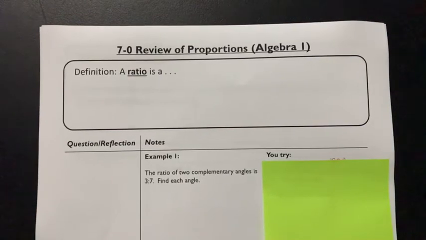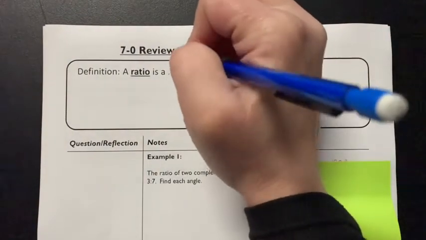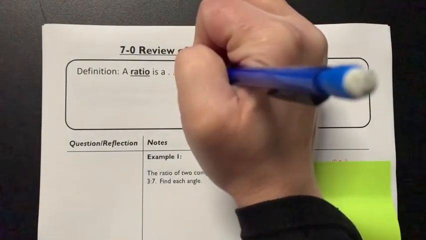Welcome back, Falcons. We are going to start Unit 7 with a review of some algebra concepts, including ratio and proportion. We'll start with the definition of ratio, and that is a comparison of values.